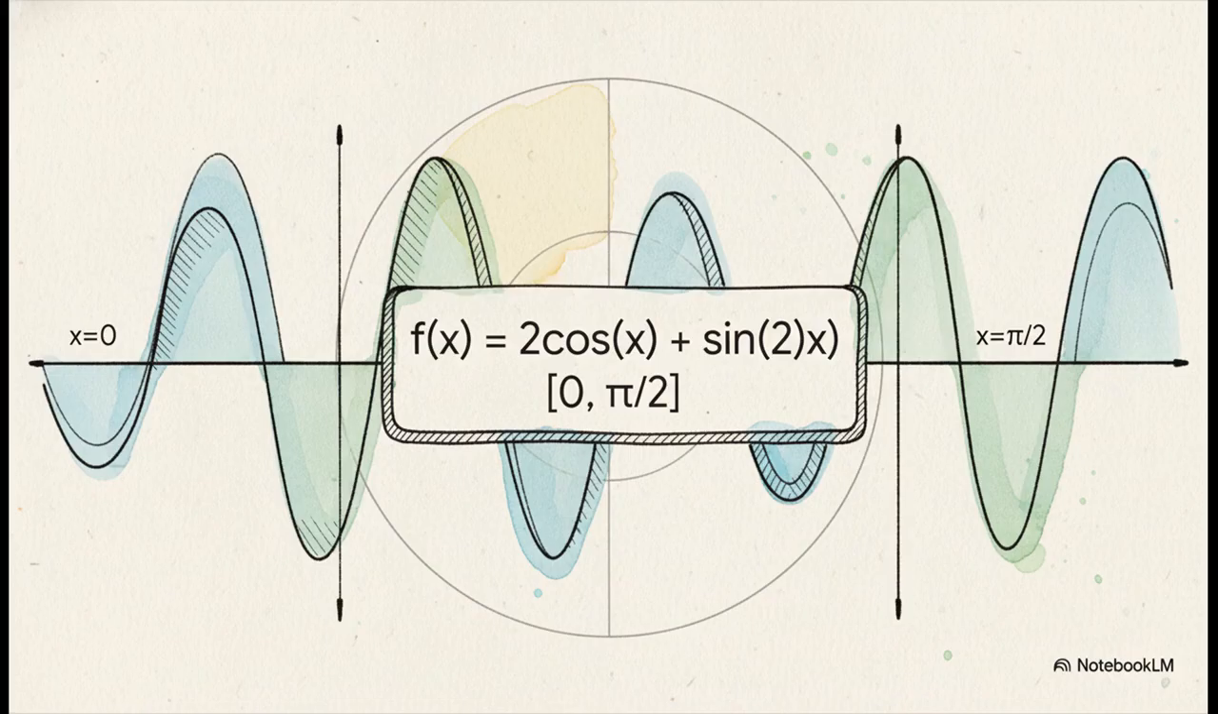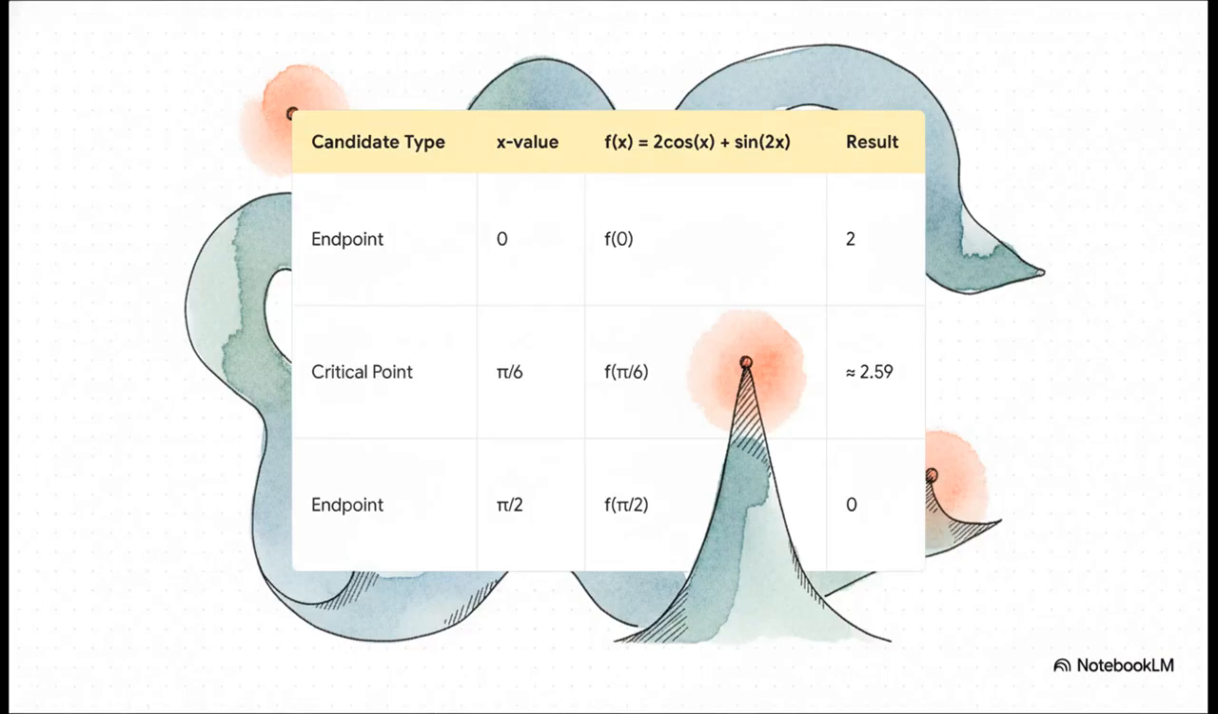Let's tackle a trig function. We're going to find the extrema for this guy on the interval from 0 to pi over 2. And remember, the game plan is exactly the same. Find the derivative, find the critical points, and test all the candidates. Now, we'll skip the nitty-gritty of the derivative work for this one, but trust me, when you do it, you find a critical point at pi over 6.